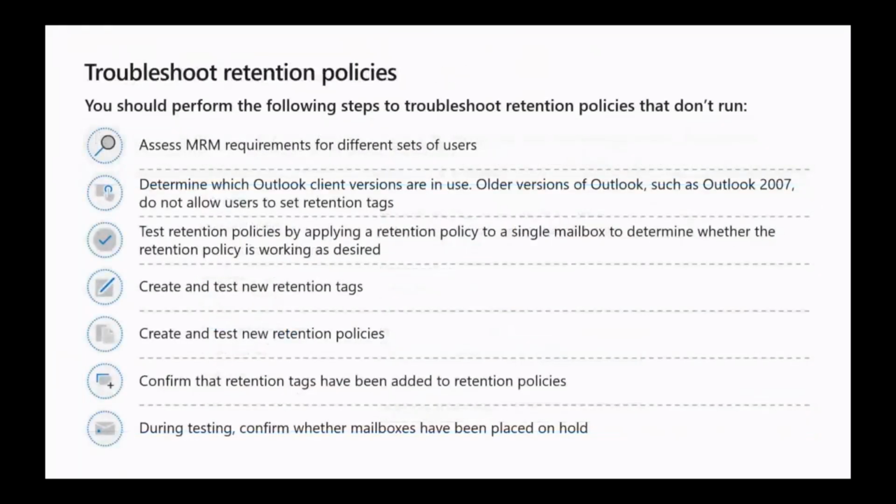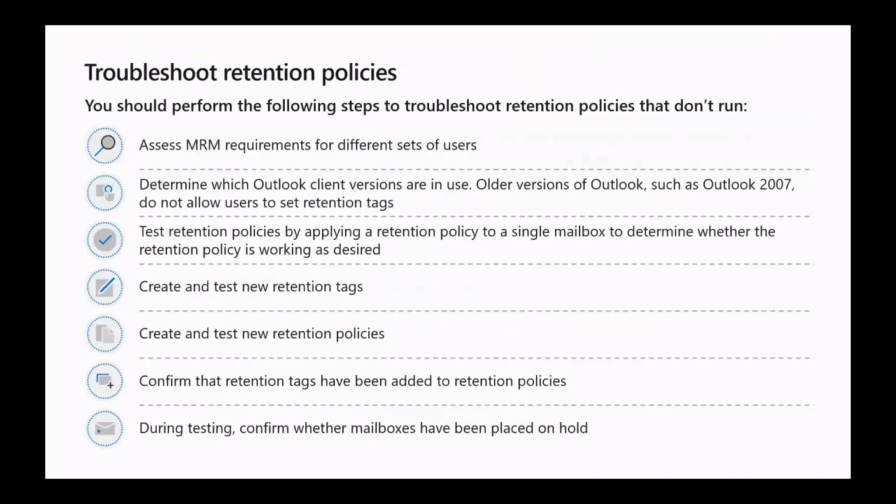So now in order to troubleshoot retention policies, of course there are several tasks that you can perform in order to evaluate the application of your policies. But generally speaking, you should perform the following steps in order to troubleshoot retention policies that do not run. For example, you can assess MRM requirements for different sets of users. Again, the idea is to first create these policies and then test them before you deploy them, and then gradually move to applying these policies to your whole company.